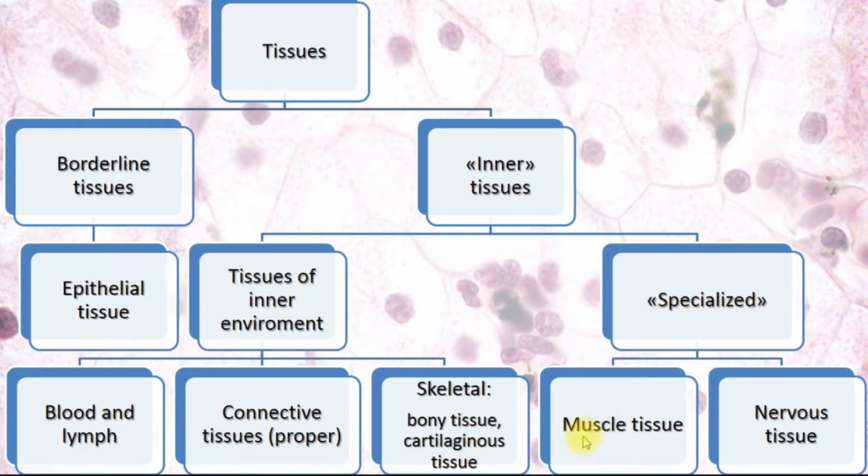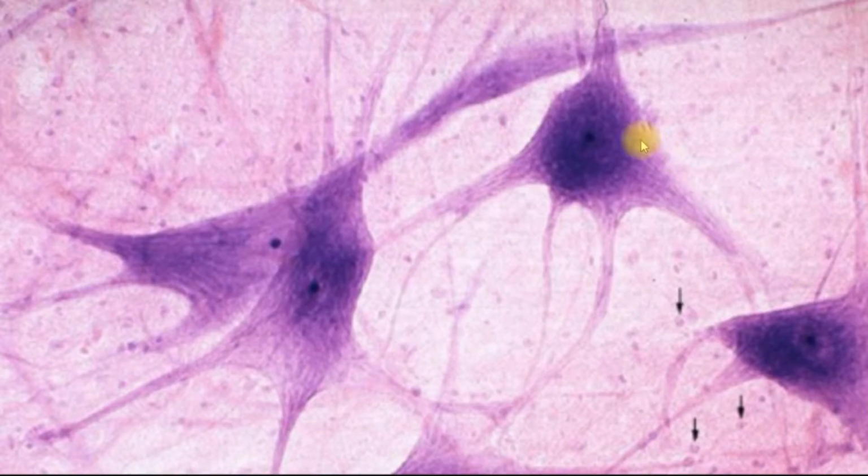They include muscle and nervous tissue. And today we will talk about nervous tissue, about main components and structure of nervous tissue. So here we can see a histological slide which shows us the structure of nervous tissue. It's the basis of the nervous system. So all organs of the nervous system are composed of nervous tissue.